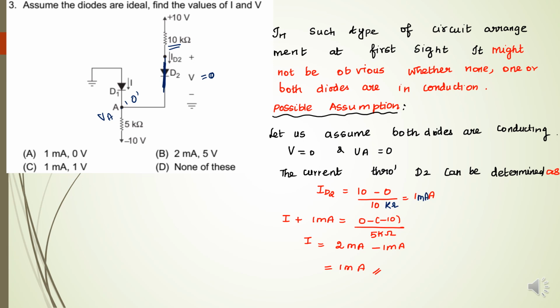Then see this current flowing towards the junction. This ID2 is also 1 milliampere flowing towards the junction, and this is the current I. So I plus 1 milliampere is equal to 0 minus minus 10 divided by 5 kilo ohm. That is 2 milliampere. So 2 milliampere minus 1 milliampere is 1 milliampere. So what is the answer for current? Current I is equal to 1 milliampere. And the voltage V is equal to 0 volt. So option E is the correct answer.